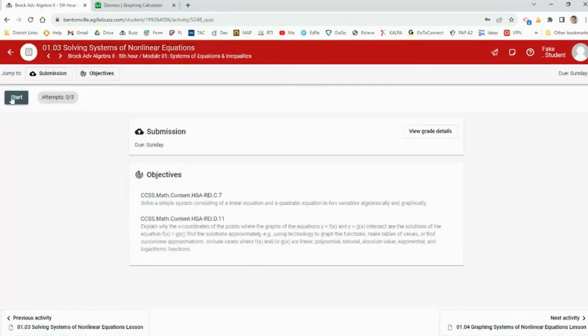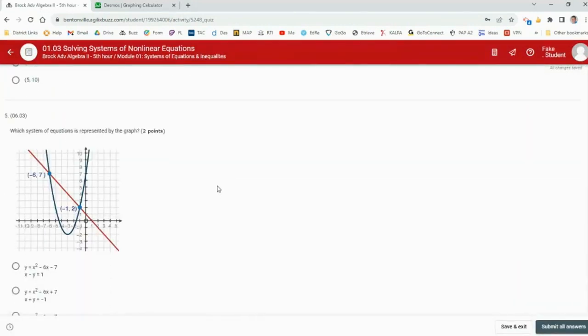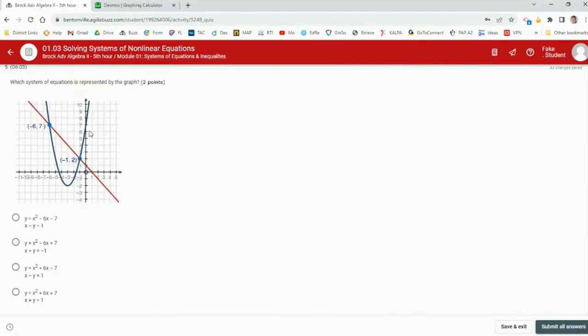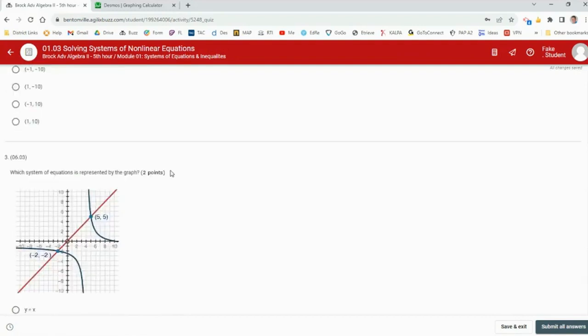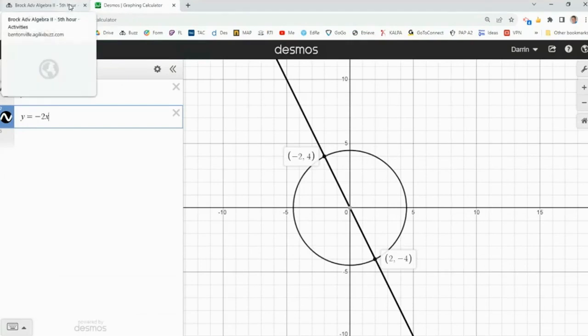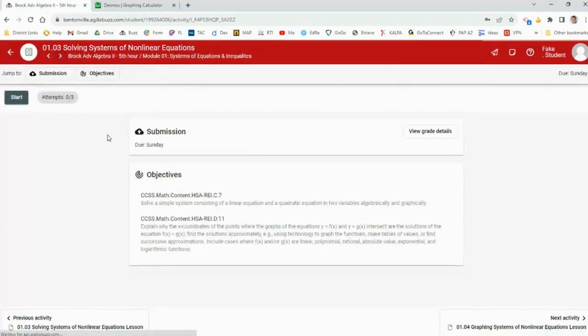Here's the assignment for the first one. 1, 2, 3, 4, 5 questions. Which systems are represented by the graph? So which quadratic equation and which linear equation is shown here? You can also work through those to see if those are the 2 solutions. Remember, you can always use Desmos to check your work or look at an equation to see what it is if you're struggling with anything.